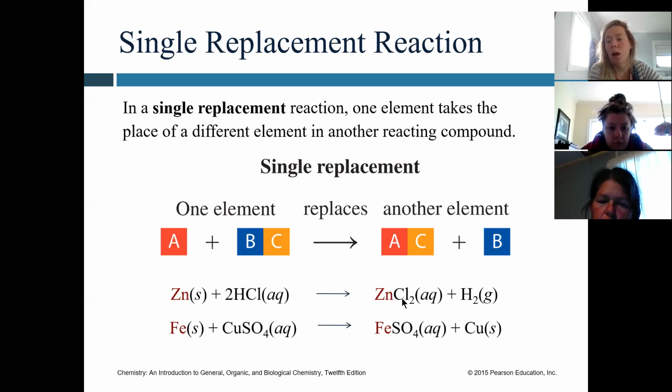We get a new compound. So we can see here's zinc by itself, and then here's the hydrogen and the chlorine. Well, the chlorine decides, I would much rather be with the zinc, and it pops the hydrogen out. Same thing here, we've got iron and then we've got copper sulfate. The sulfate decides, I would much rather hang out with the iron, I'm more attracted to the iron. So it pushes out the copper.